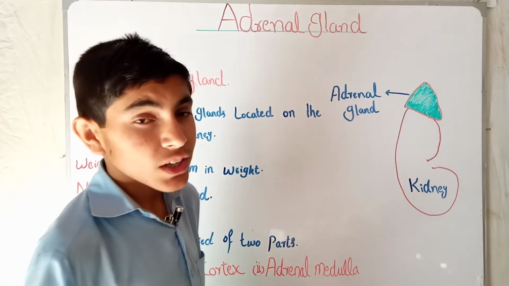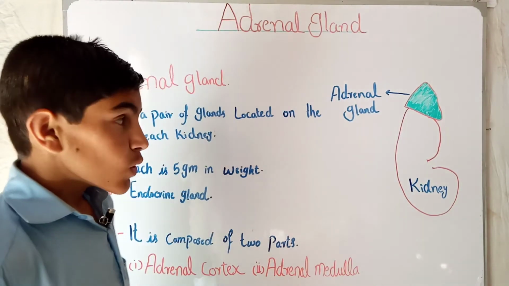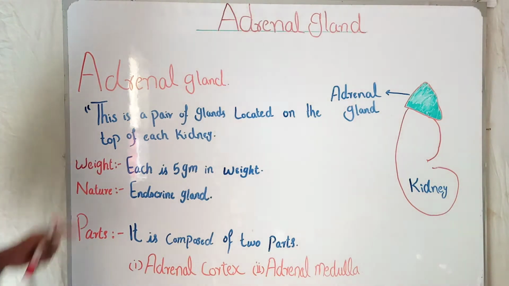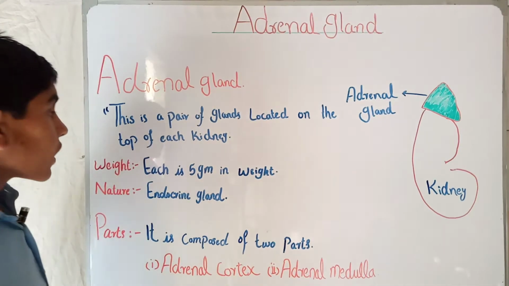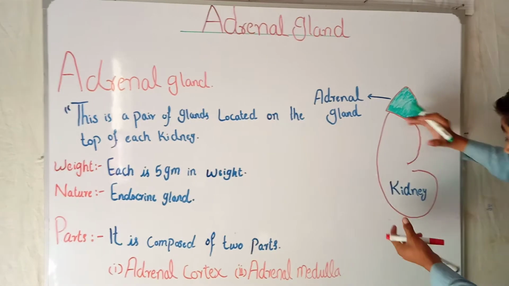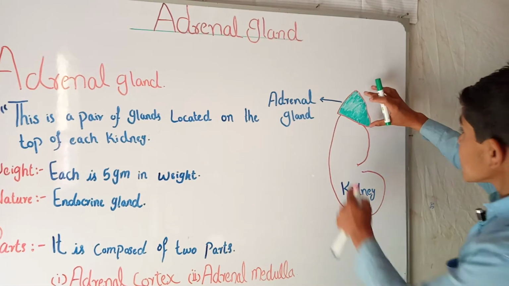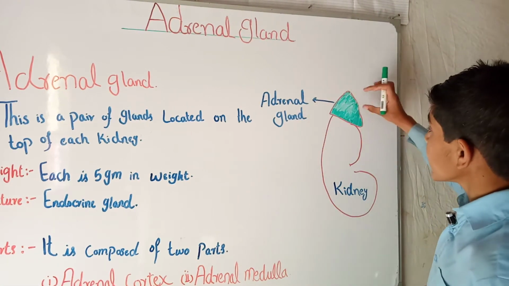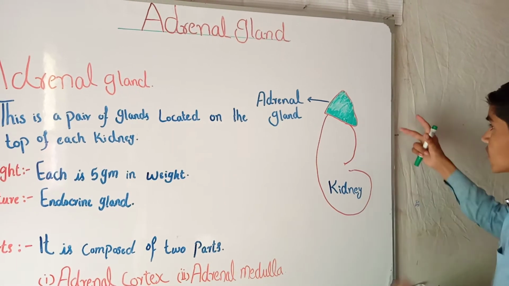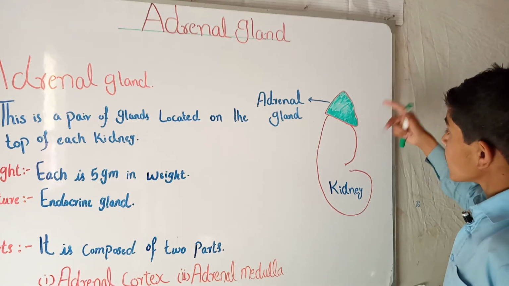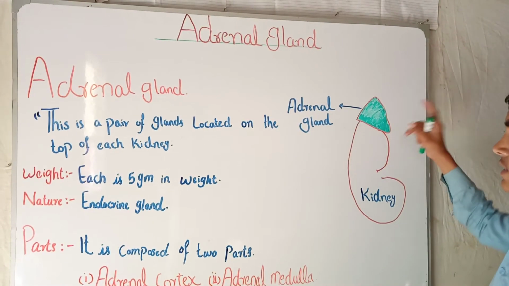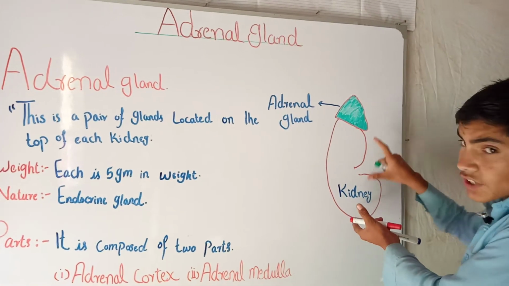Students, today we are going to talk about the adrenal gland, which is present on the top of each kidney. The adrenal gland is a pair of glands located on the top of each kidney. You can see here, this is our kidney, and this structure is called the adrenal gland, which is present on both kidneys. This is one kidney, and there is another kidney which also has an adrenal gland. So we can say the adrenal gland is a pair of glands which are present on the top of each kidney.